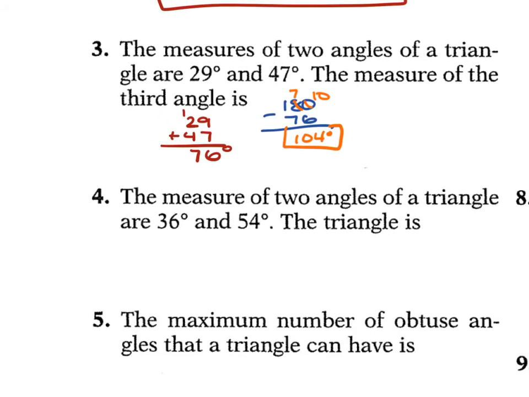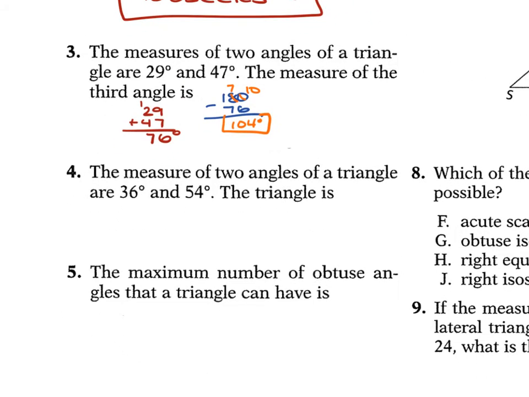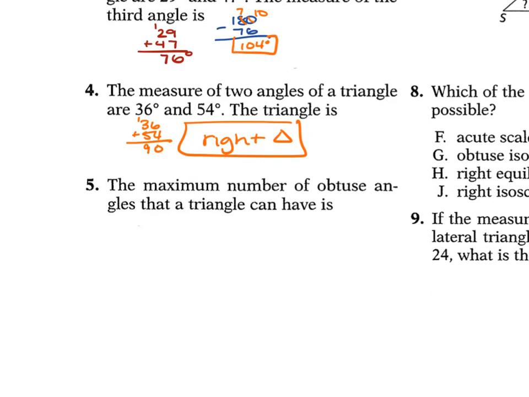For 4, it says the measure of 2 angles of a triangle is 36 and 54. The triangle is, well, 36 and 54 give us 90 degrees. So the other angle is going to be 90 degrees. So it is a right triangle. 5 says the maximum number of obtuse angles that a triangle can have is 1.